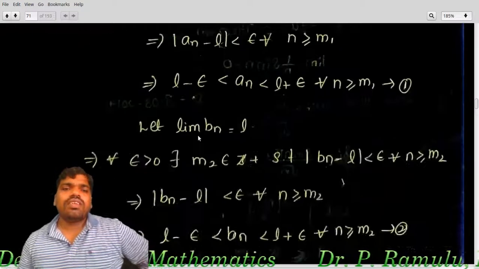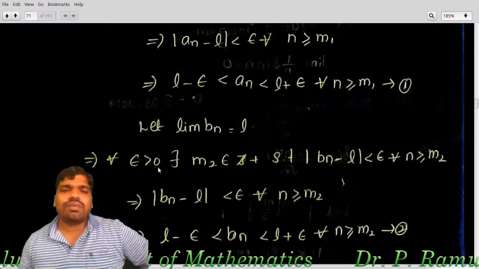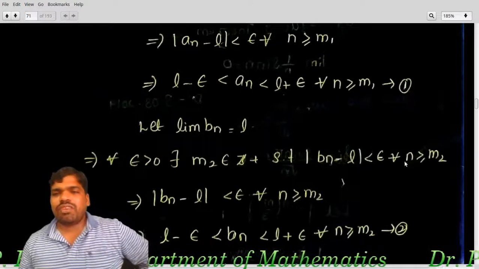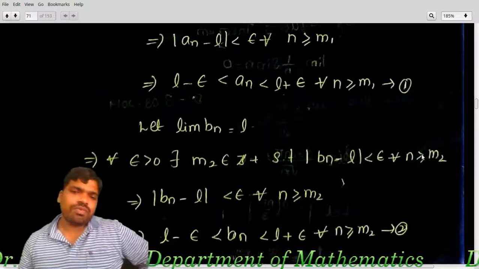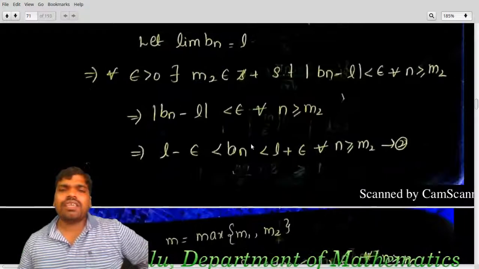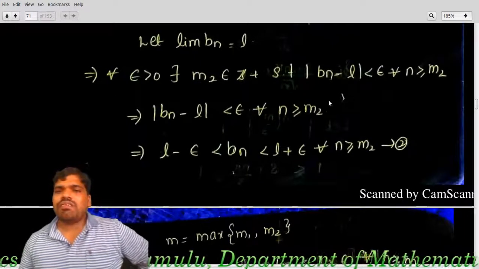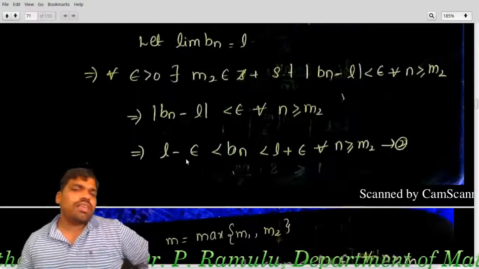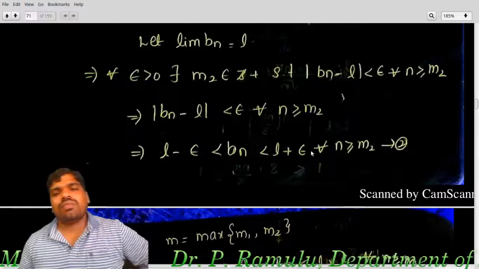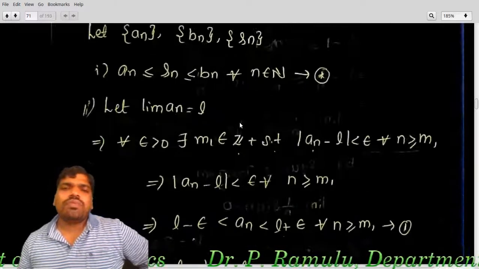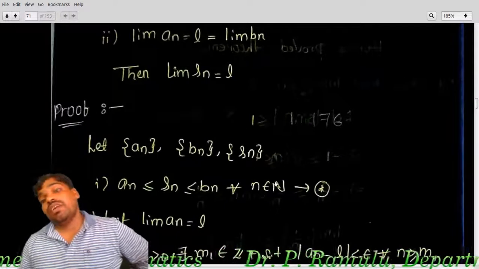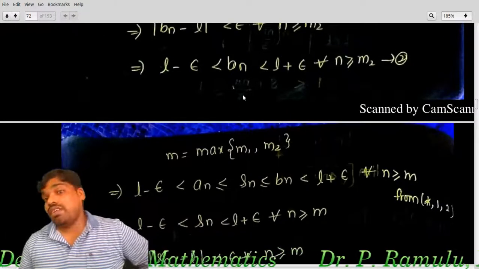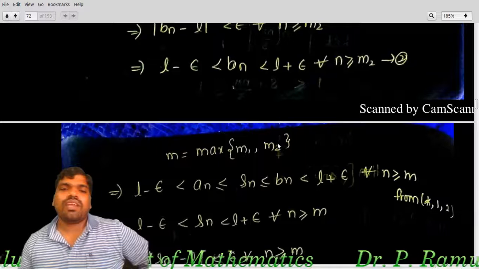Second one, lim bn equal to l, which implies for every epsilon there exists m2 belongs to Z plus such that mod bn minus l is less than epsilon for all n greater than or equal to m2, which is nothing but l minus epsilon is less than bn is less than l plus epsilon for all n greater than or equal to m2. Now take n greater than or equal to k, and I will write m is equal to maximum of m1, m2, or you can write k also, nothing will happen.